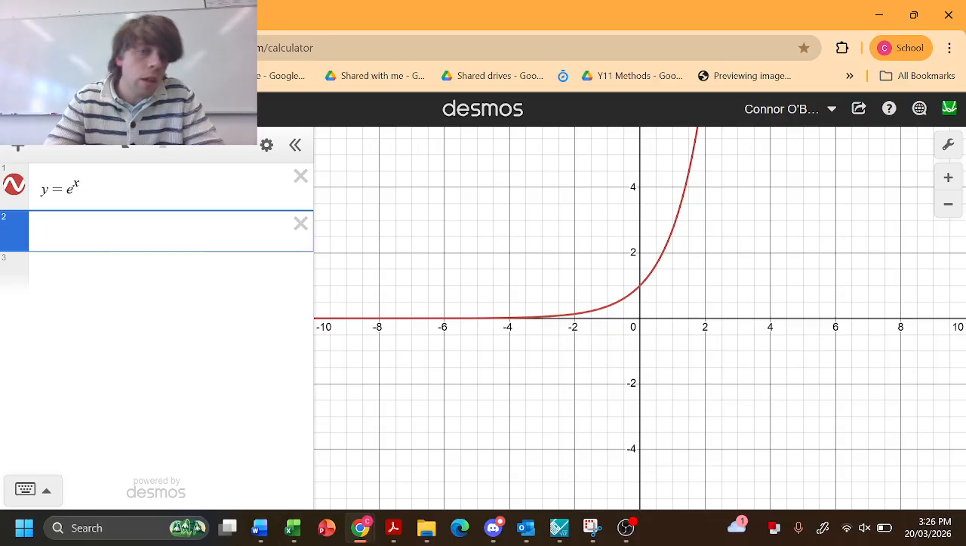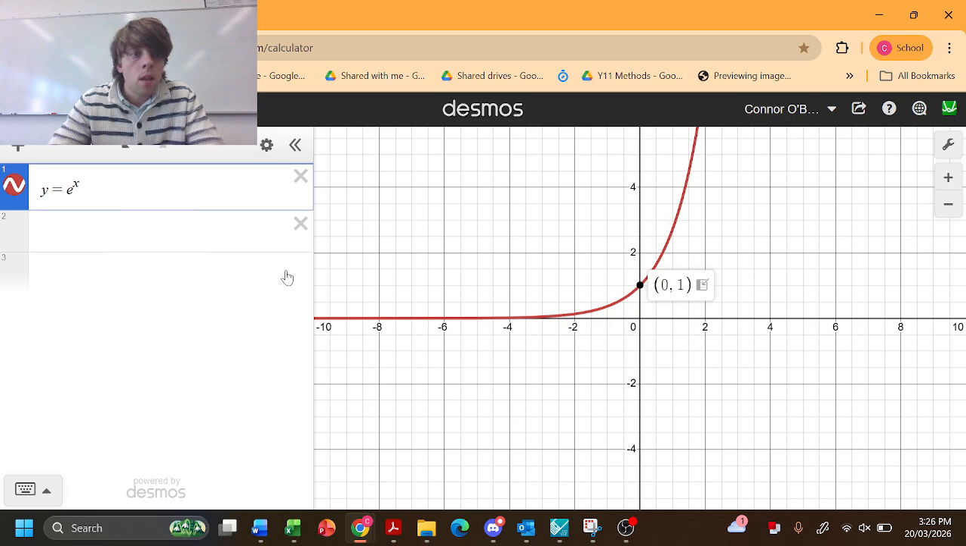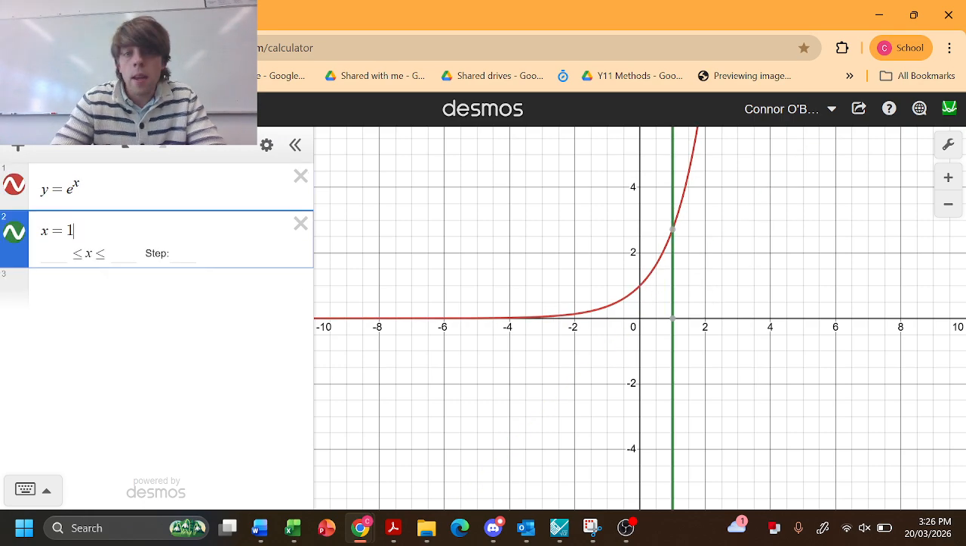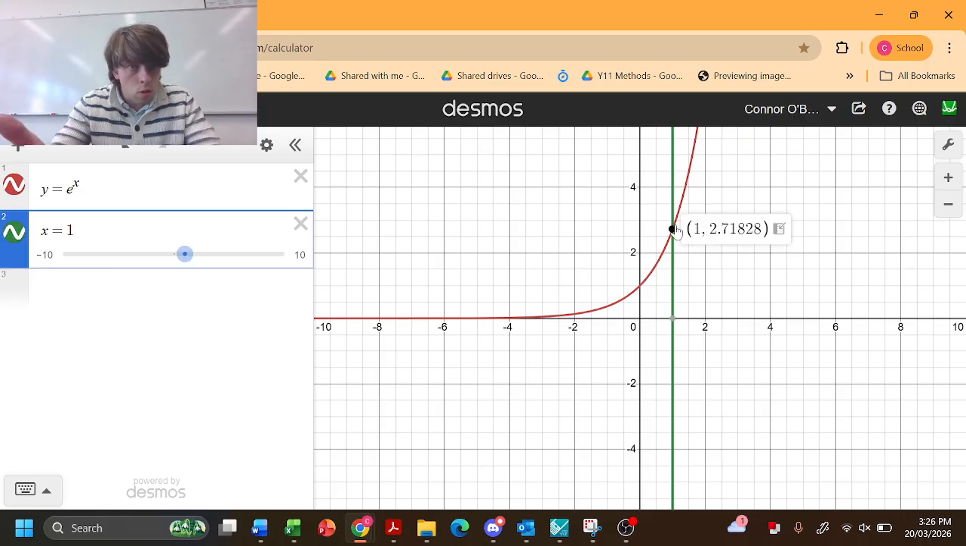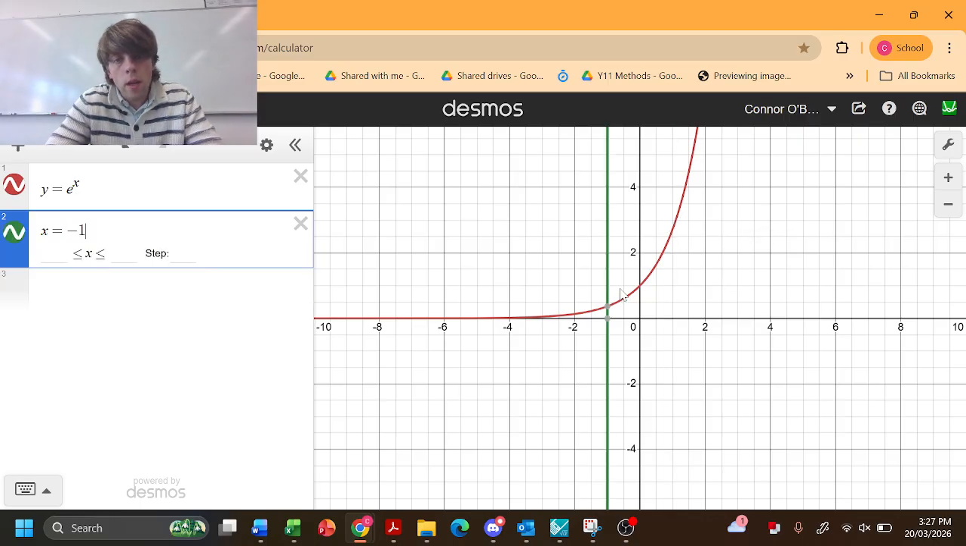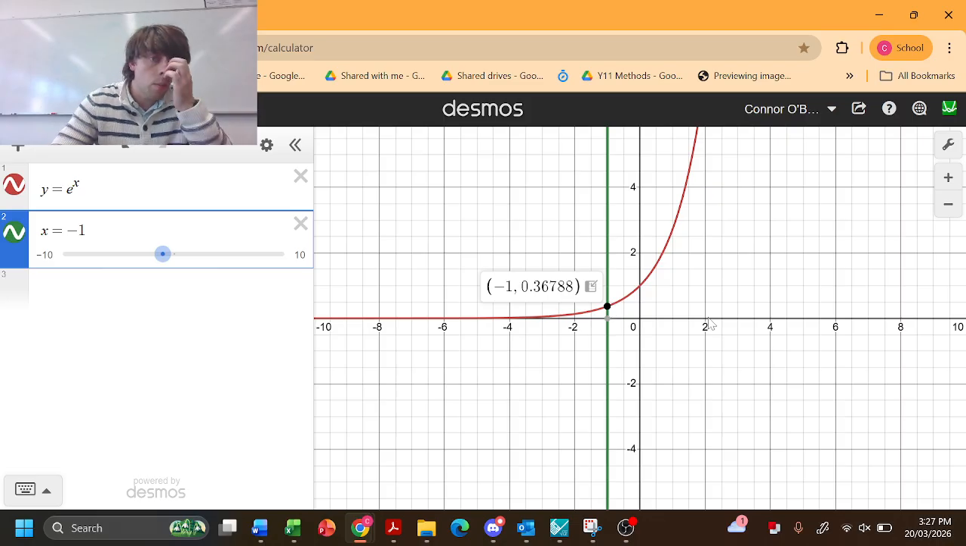Okay, so this is an exponential function. Now, when x is equal to 0, we get here e to the power of 0, which is equal to 1, which gives us this coordinate right here. Now, when x is equal to, say, 1, we're going to put x equals 1 into this equation. E to the power of 1 is equal to e, which is 2.718. If x is equal to negative 1, we're going to get e to the power of negative 1, which is the same as 1 over e. And 1 over e happens to be equal to this number right here.